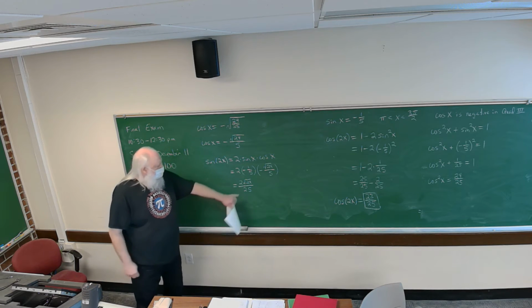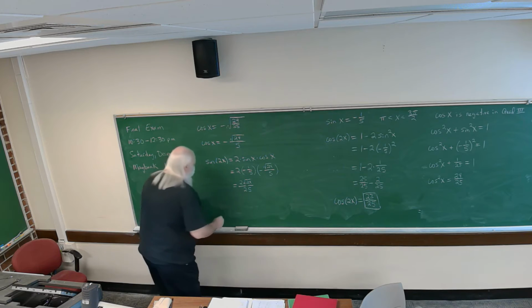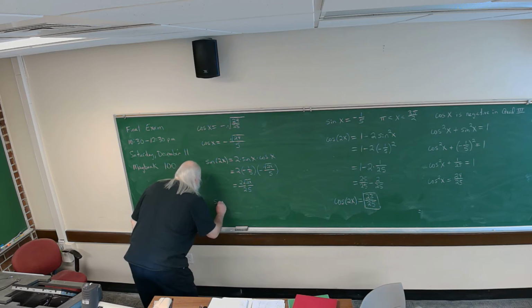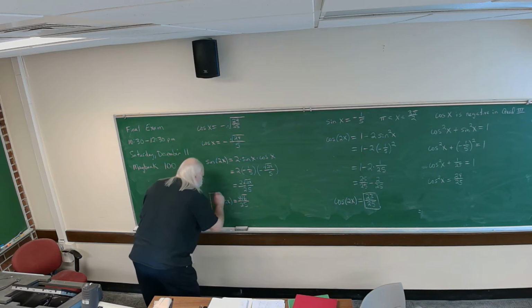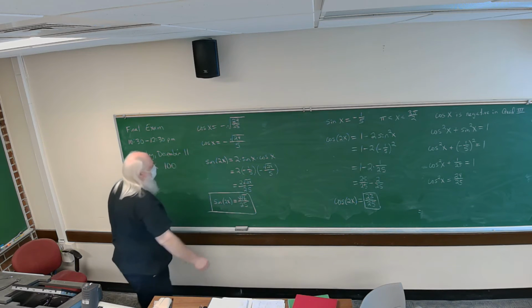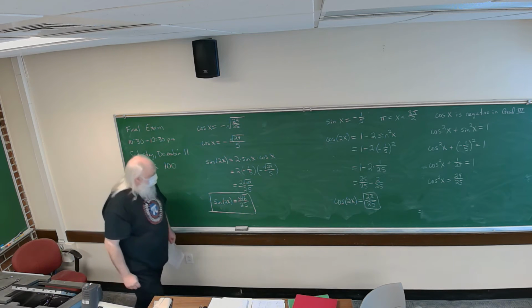And now I can reduce the square root of 24. 24 is equal to 4 times 6. The square root of 4 is 2. 2 times 2 is 4. So the sine of 2x is equal to 4 times the square root of 6 over 25, after we reduce the radical in the numerator. Okay.